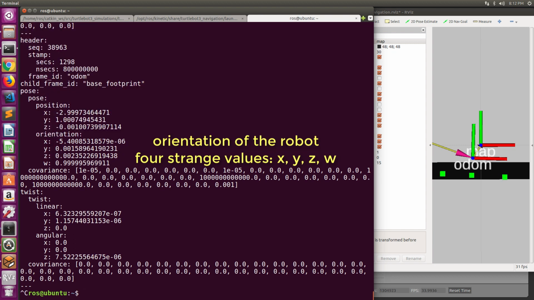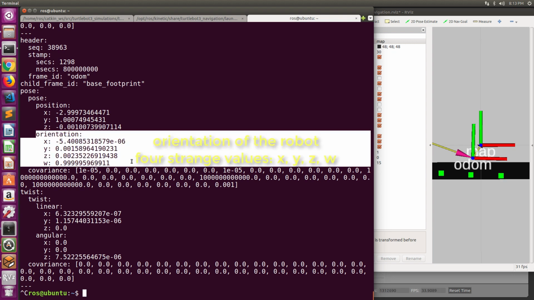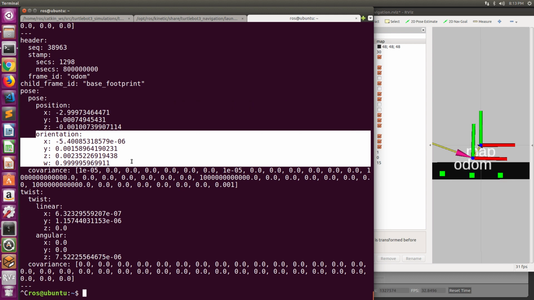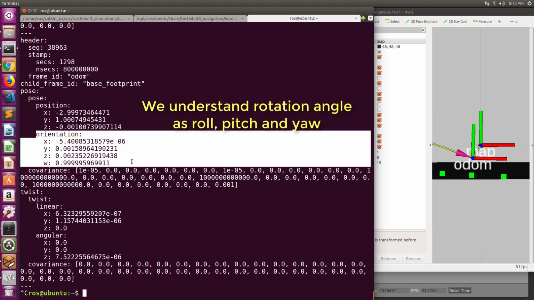We observe that the orientation is represented by four strange values, X, Y, Z, and W. As human beings, these values do not make any sense related to orientation for us. In fact, this is a special representation of the orientation called a quaternion, which is used by default in ROS to encode the orientation. As humans, we understand rotation angles like yaw, pitch, and roll.